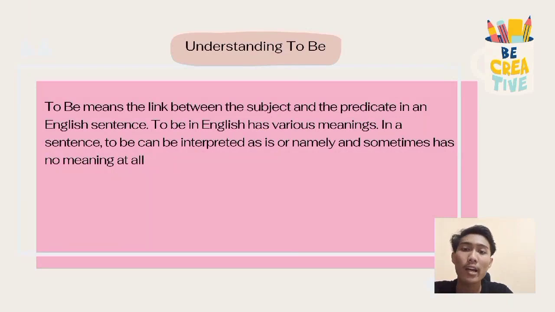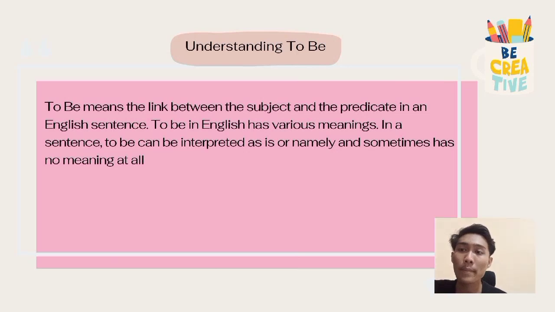Introducing me, Aulia Ilham, NPM 087. I will explain to be. Understanding to be means the link between the subject and the predicate in an English sentence. To be in English has various meanings in a sentence. To be can be interpreted as is, or namely, and sometimes has no meaning at all.